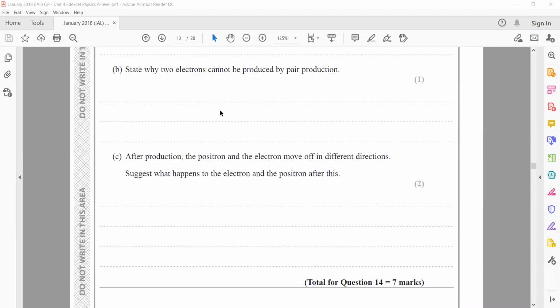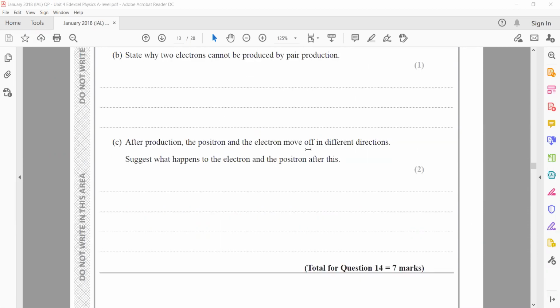In the next part, after pair production, the positron and electron move in different directions. Suggest what happens to the electron and positron after this. Why do they move in opposite directions? What's the reason? They are moving in opposite directions, but the question is what will happen. A photon gives an electron and a positron. The question is not why it is produced, but what will happen after some time.